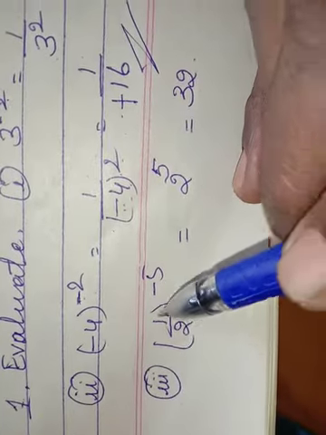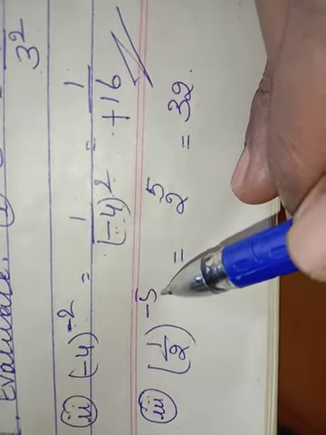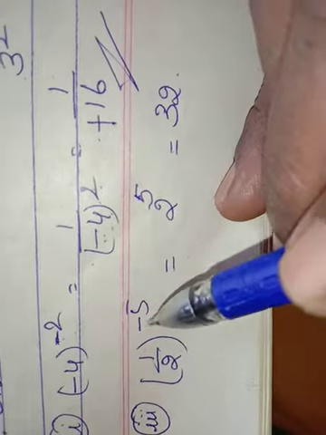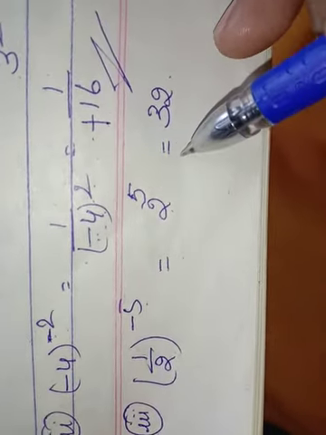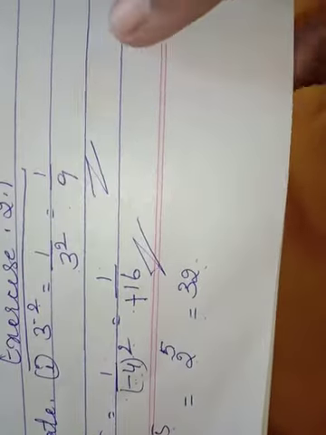Now the third one, (1/2) to the power minus 5. The negative is there, so 1 by 2 will become 2 to the power 5, that is equal to 32. This is the third problem.